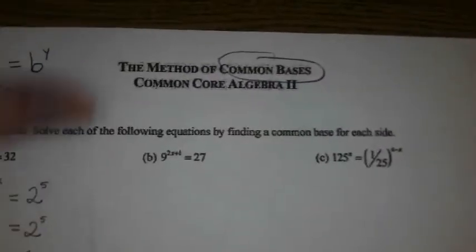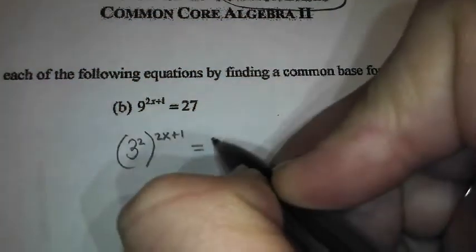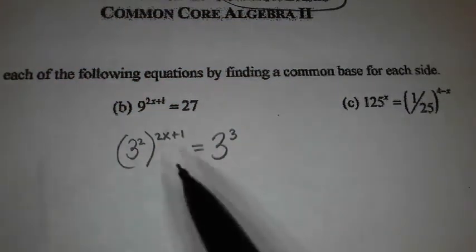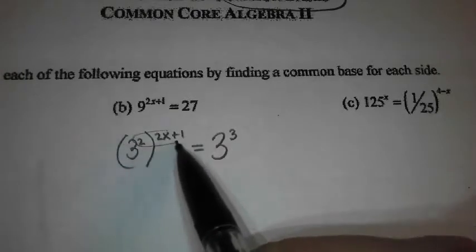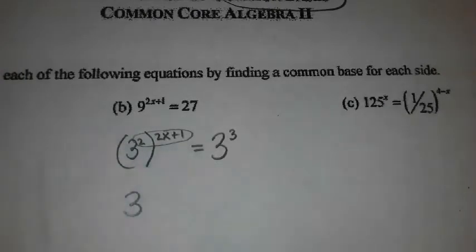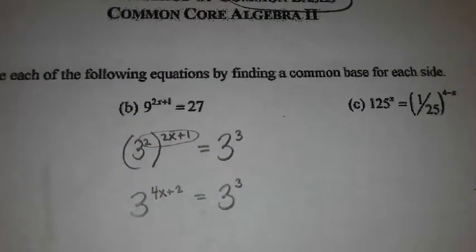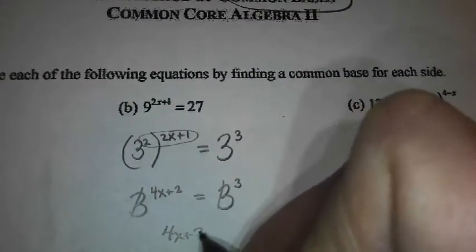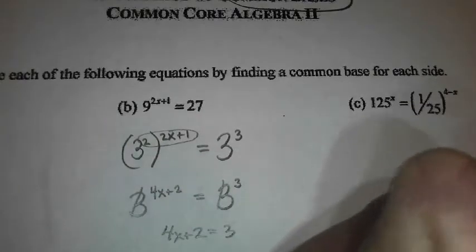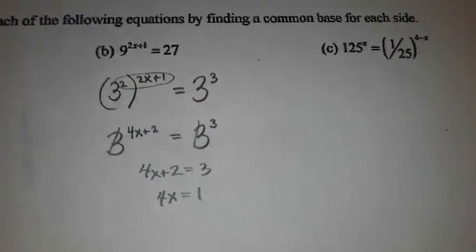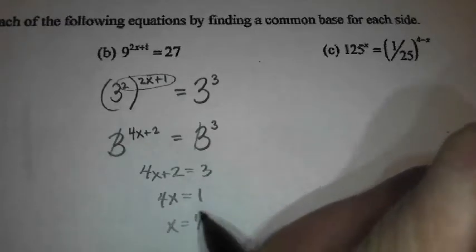B. How would you rewrite 9, Aiden? 3 squared. Keep that in parentheses because it's still being raised to the 2x plus 1. 27 is 3 cubed. Power to power means we multiply. What do we have to remember with multiplying here? Distribute, because you're multiplying 2 by a binomial. So that's going to be 4x plus 2 equals 3 to the third. Bases on both sides, drop them. So 4x plus 2 equals 3. Subtract 2 from both sides, so 4x equals 1. Divide by 4 on both sides, x equals 1/4.